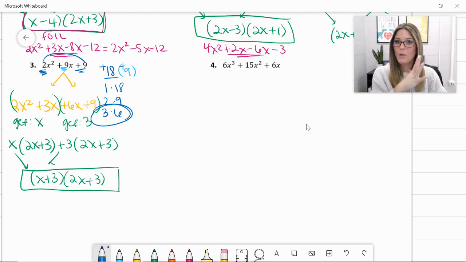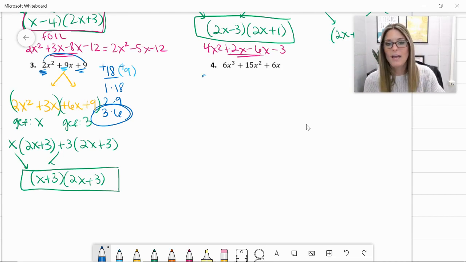We've got number-wise 6, 15, and 6. So while you might be tempted to pull out a 6, 15 does not have a factor that is 6. So we can't use 6, but we can use 3, right? They all have a factor of 3 that we could remove, and they all share an x. So let's remove a 3x from the whole thing.